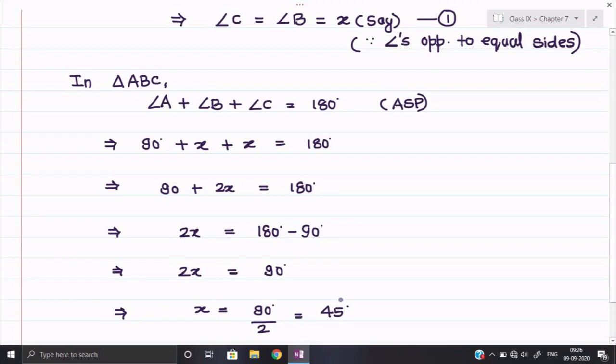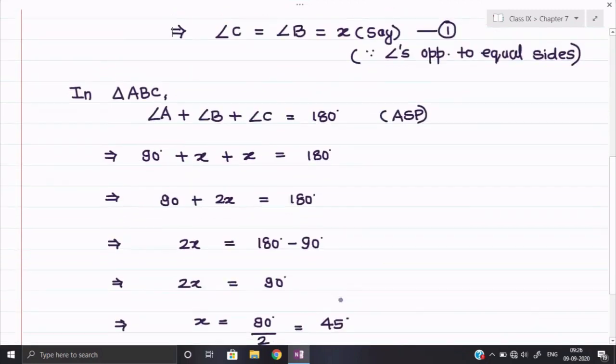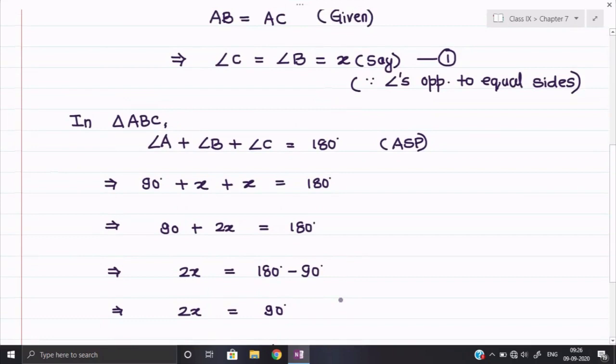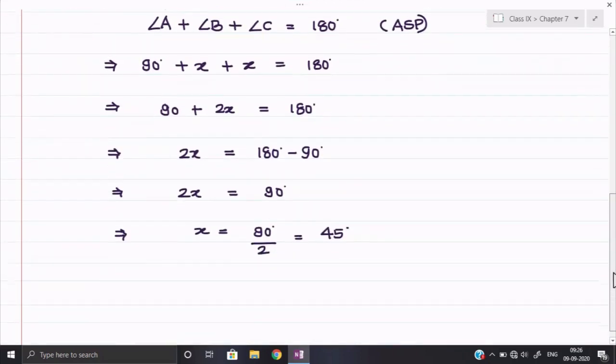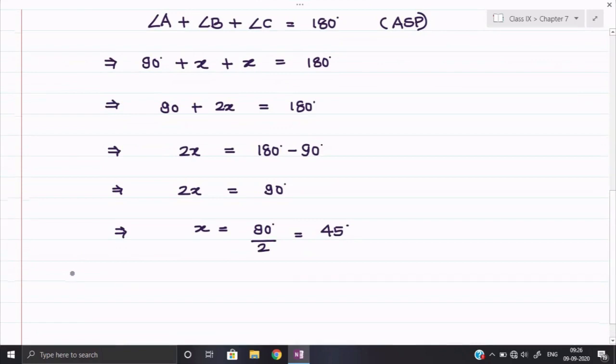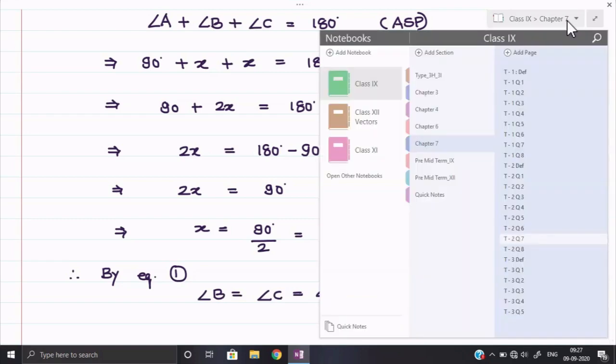Right? Now x we got 45 degree. Look at equation number 1. If I replace the value of x in equation number 1, I get the value of angle B and angle C, and that is only required in the question. So we'll write down at the last, therefore by equation 1, angle B is equal to angle C is equal to 45 degree. This is your answer. Okay, now let us see quickly the last question of the exercise.